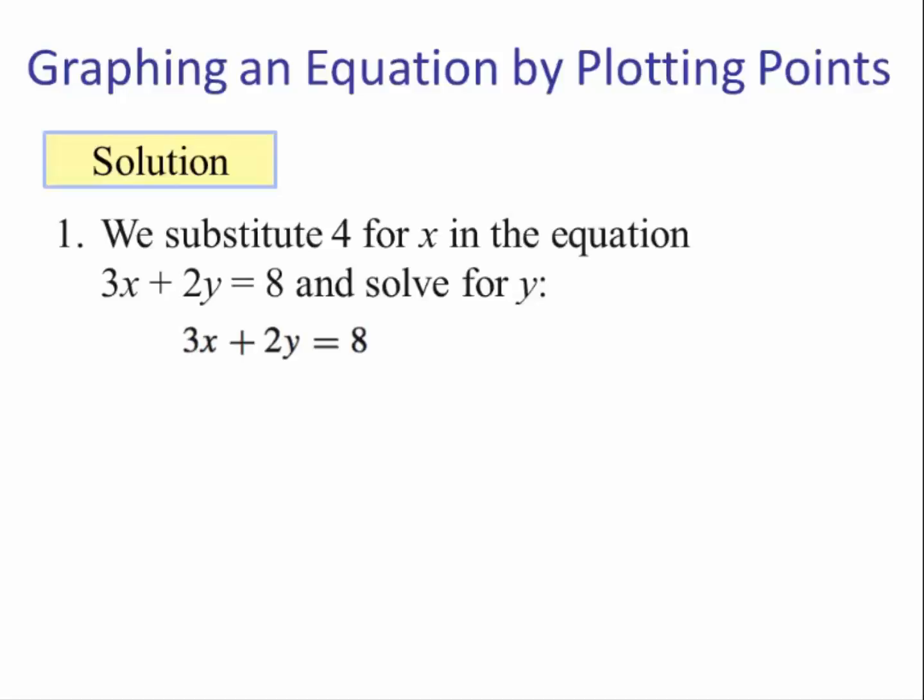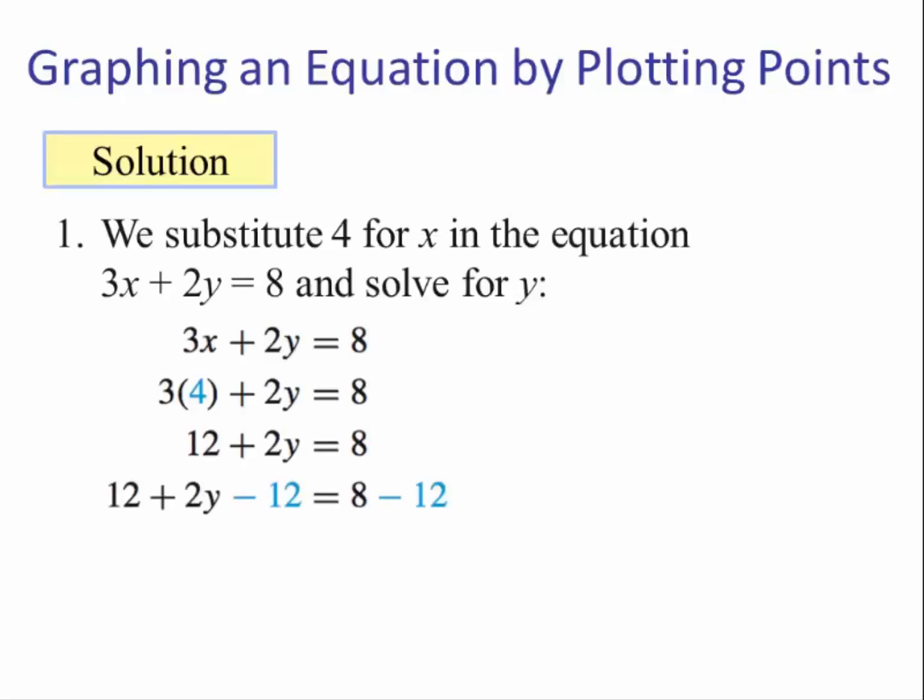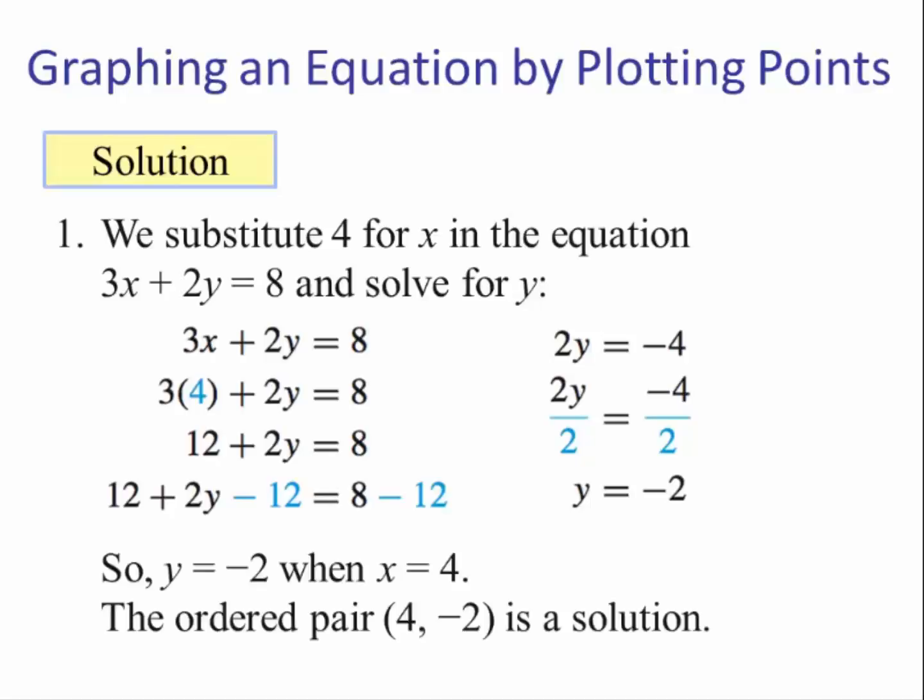So here's our original equation. Where we see an x, we substitute a 4. So we have 3 times 4, which gives us 12. So our equation is 12 plus 2y equals 8. Subtracting 12 from both sides gives us 2y equals negative 4. Divide by 2, and we see that y is negative 2. So the ordered pair 4, negative 2 is a solution to the equation.